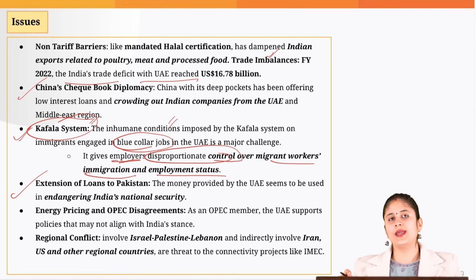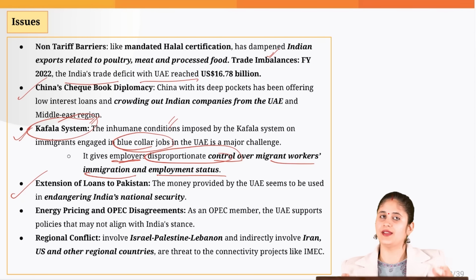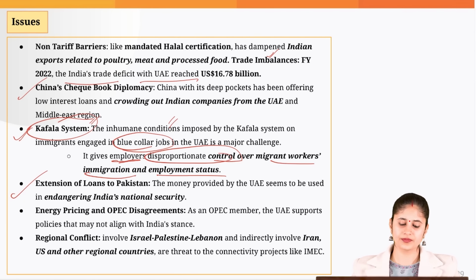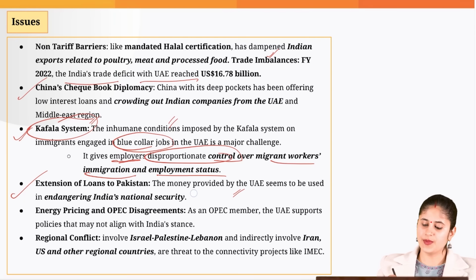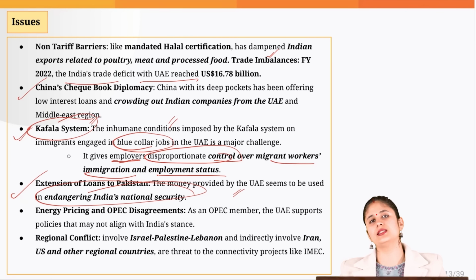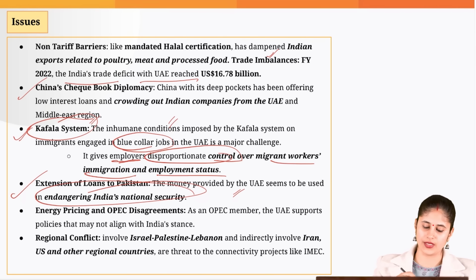Then UAE is known for giving loans to Pakistan, and we know Pakistan is known for sponsoring cross-border terrorism. So in a way, the money which is provided by UAE to Pakistan is being used by Pakistan to endanger India's national security as well as sovereignty.